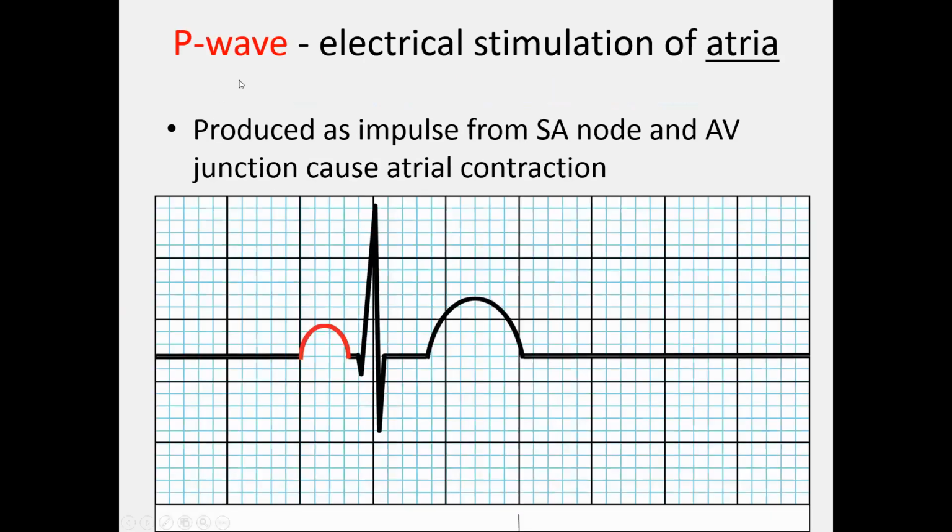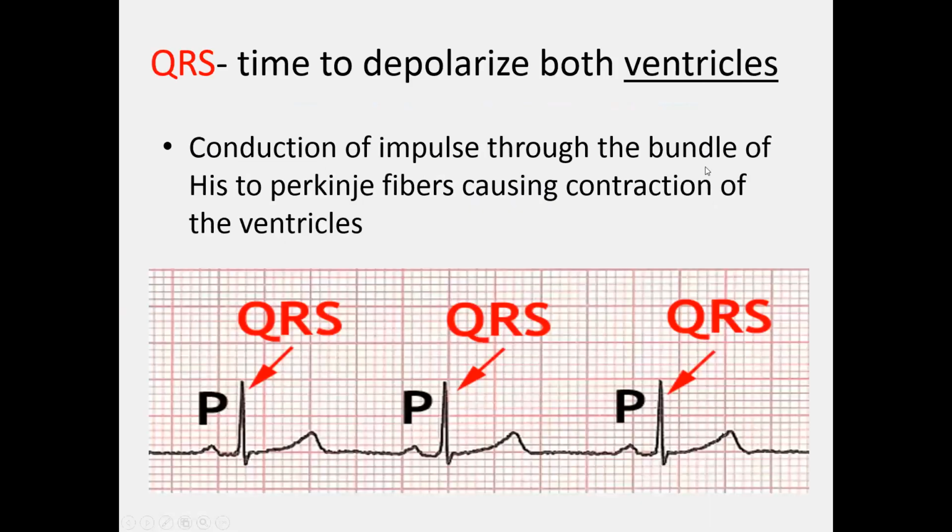Okay, the P wave. The P wave is electrical stimulation of the atria, and it's produced as an impulse from the SA node and the AV junction causing atrial contraction. So the impulse starts in the SA node, it goes to the AV node, and when that occurs, it causes the atria to contract, to depolarize.